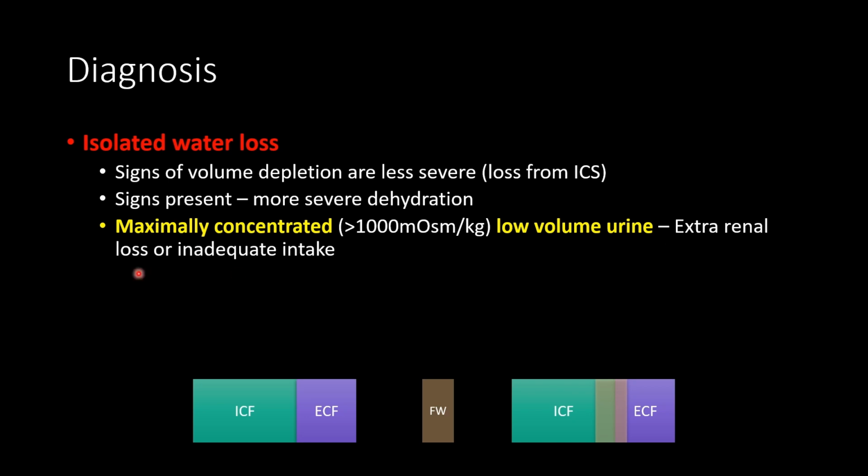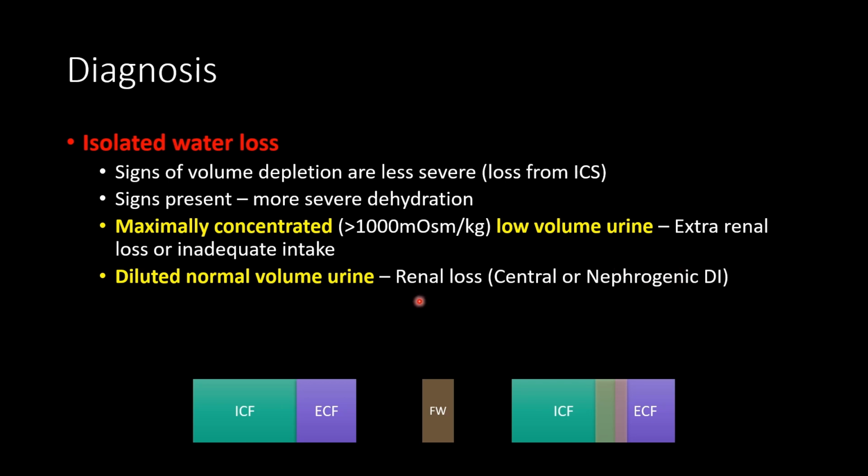On the other hand, if the patient was having renal loss of sodium and water, what will happen? The normal urine volume will be there, or urine volume may actually be high, and the urine will be diluted, because diluted urine excretion will lead to purely water excretion. The sodium will be retained in the body, so the sodium concentration will increase, and that will lead to hypernatremia.